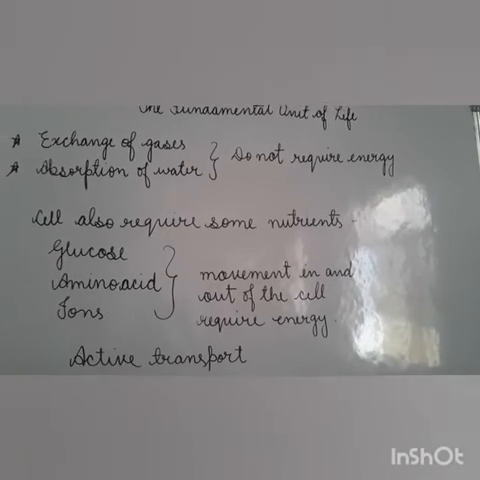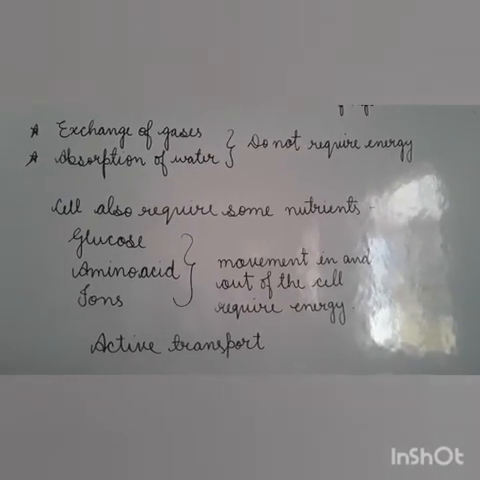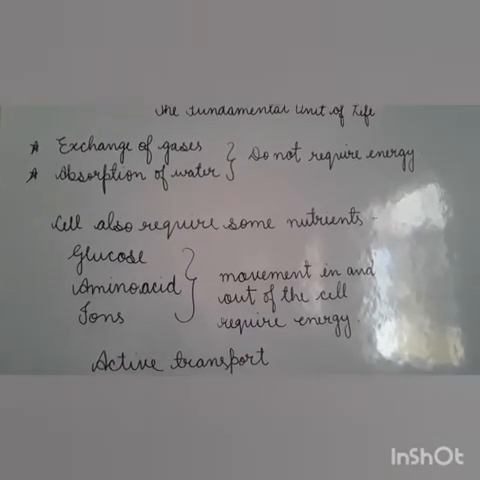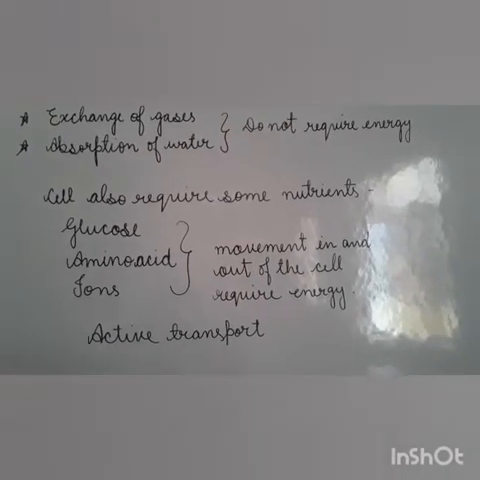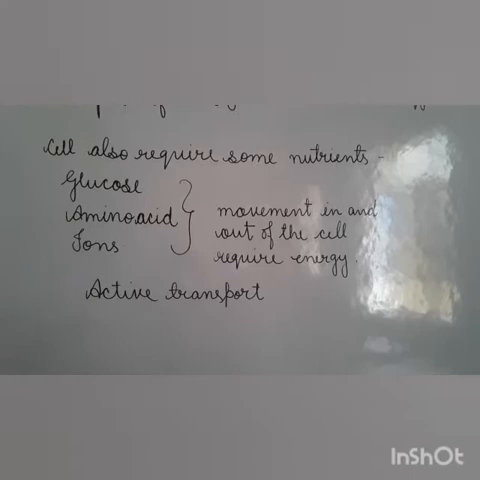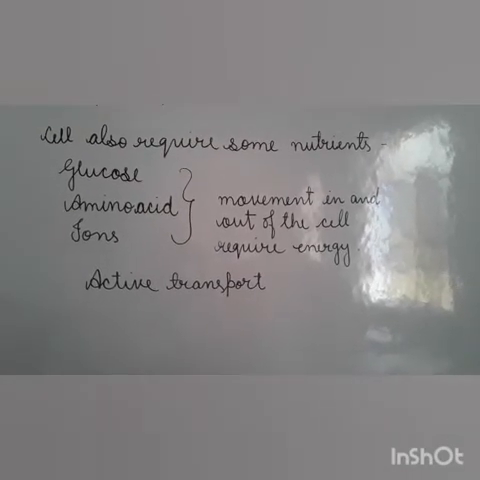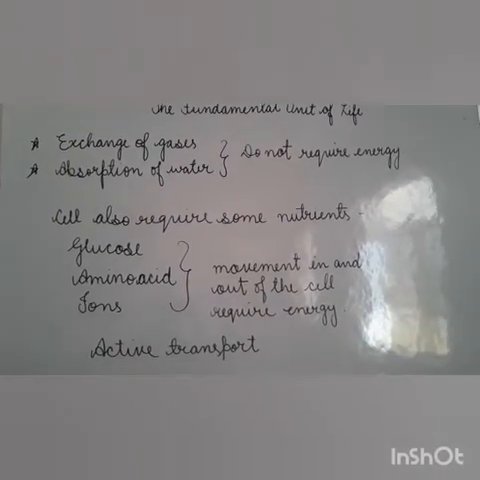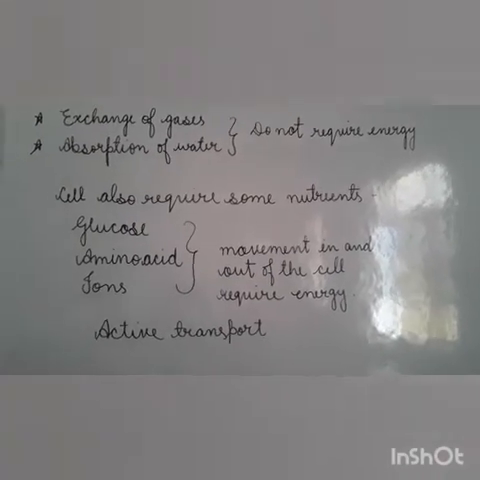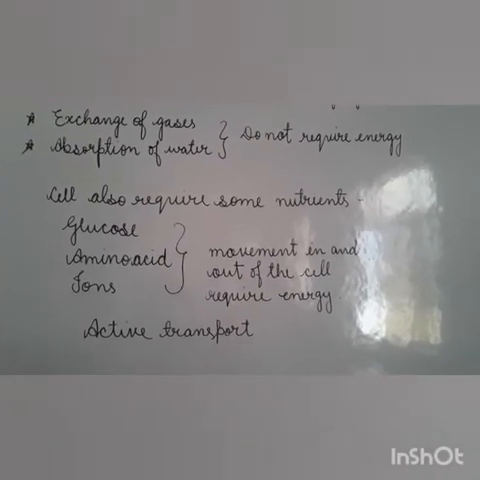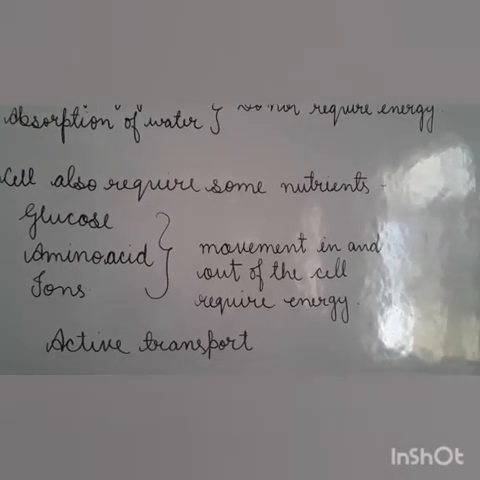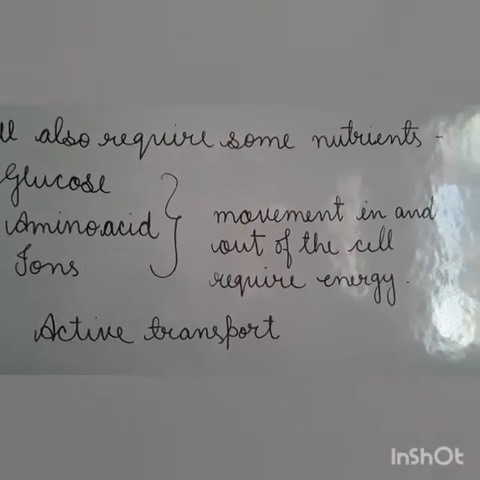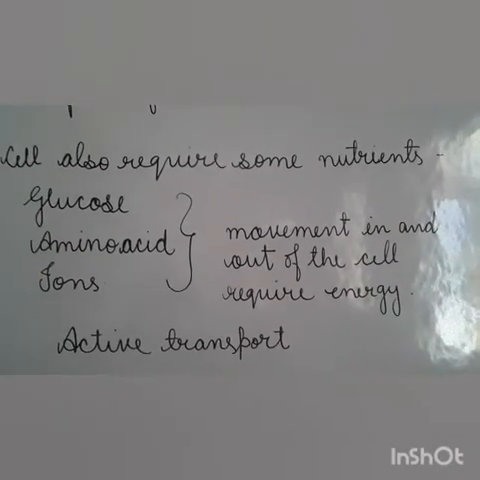But the cell also requires some nutrients for maintenance, like glucose, amino acids, and some ions, and there are waste products of the cell. The movement of these things requires energy. This is called active transport. Like we have studied, diffusion and osmosis do not require energy; they are spontaneous processes. But nutrients like glucose, amino acids and ions require energy, because their movement is unidirectional. It occurs only in one direction and requires energy.